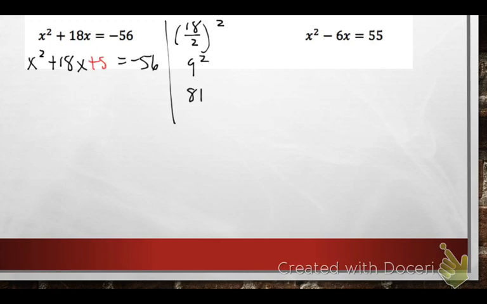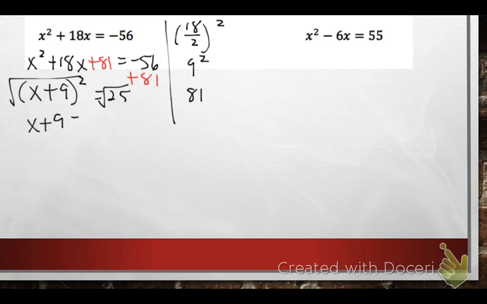So we'll add 81 and add 81. And that number completes our square on the left side, because now we can take x plus 9 and square it. And then on the right side, negative 56 plus 81 is 25. Take the square root of both sides. So x plus 9 will equal positive and negative 5.